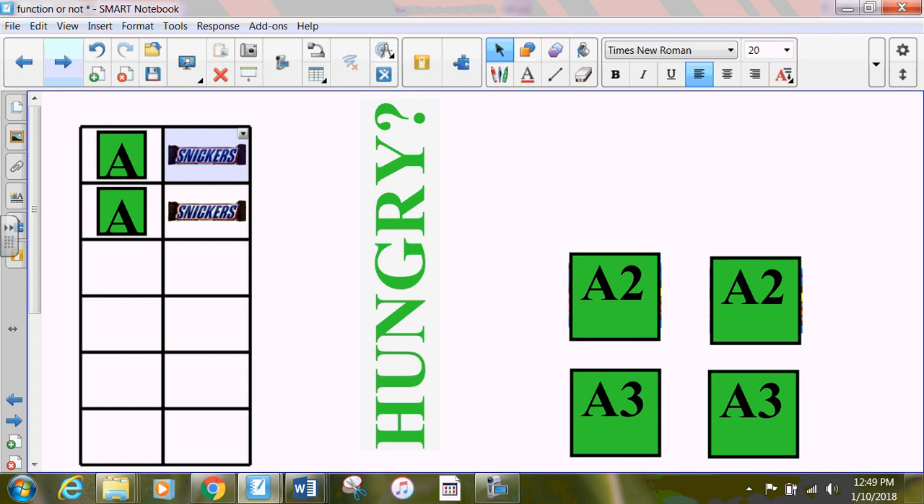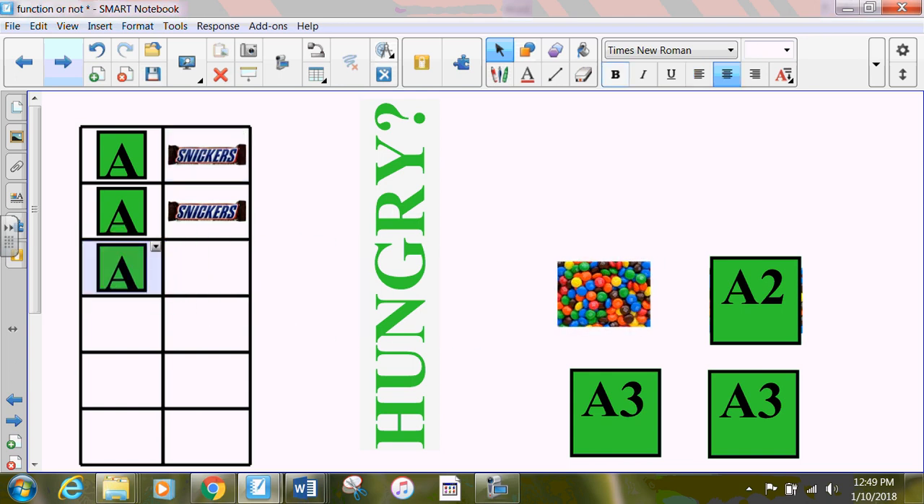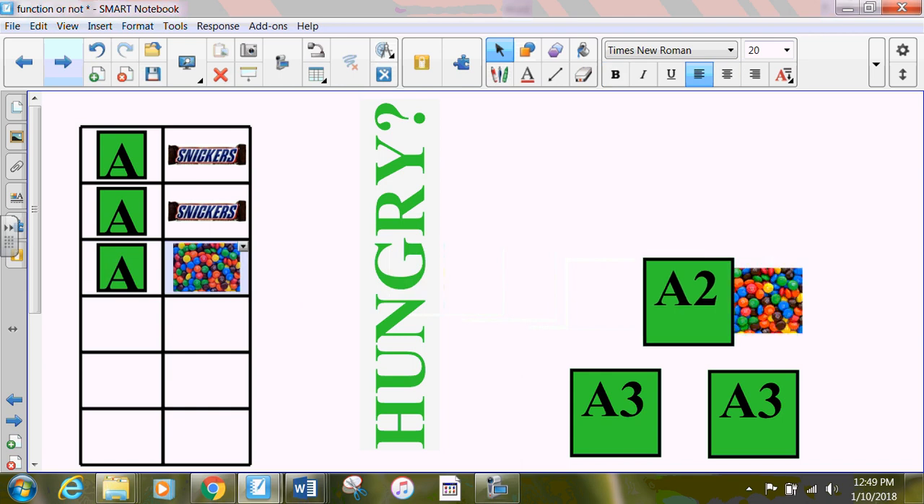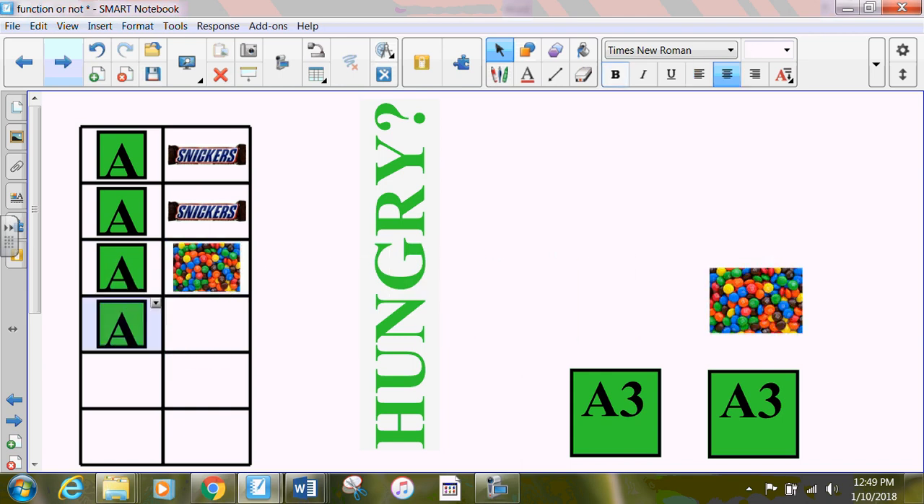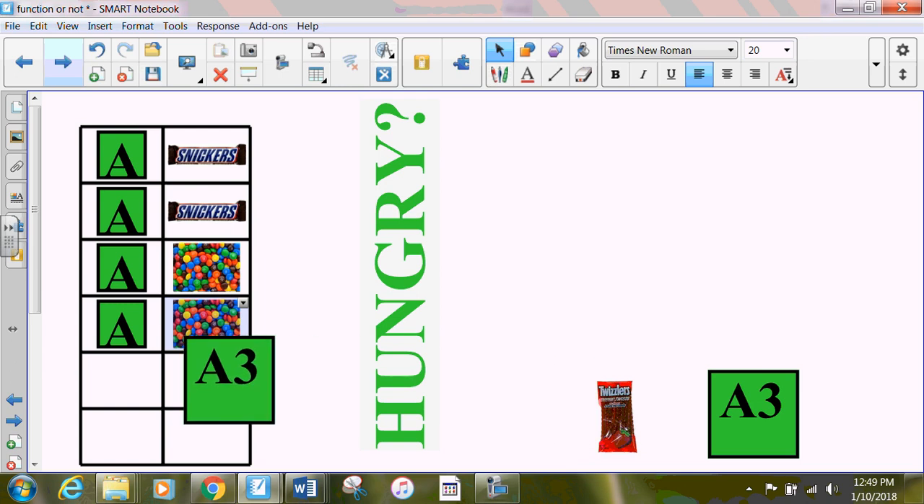If I push an A2 button on this machine, out pops, these look like M&Ms. So that's great. So that means that if I pushed another A2 button on the machine, then M&Ms should also be coming out, right? So far this is a really nice functioning vending machine. If I push A3, Twizzlers come out.